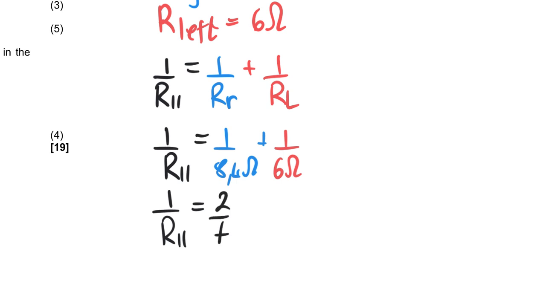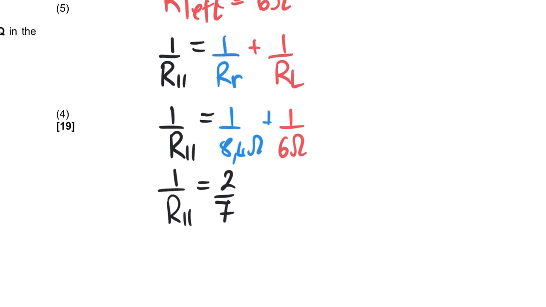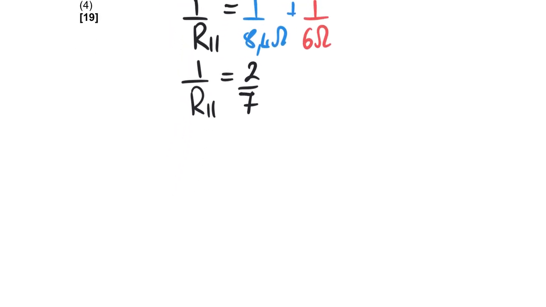Now, I like to carry this 1 over R parallel on the left-hand side here so that when I switch it, I can clearly see that I have not worked out R parallel, I've worked out the reciprocal of R parallel. So now we need to reciprocate both the left and the right-hand side.